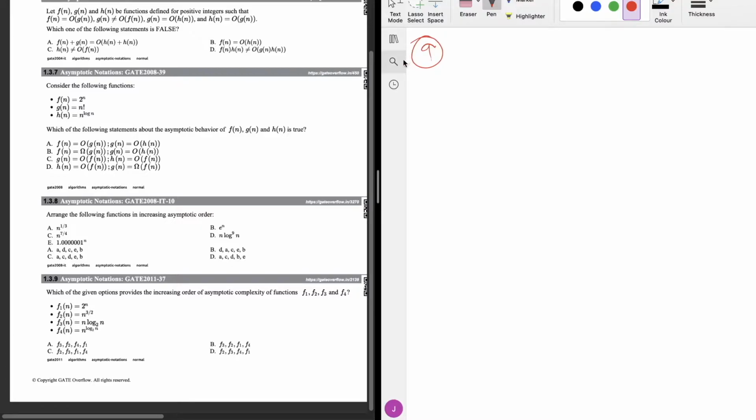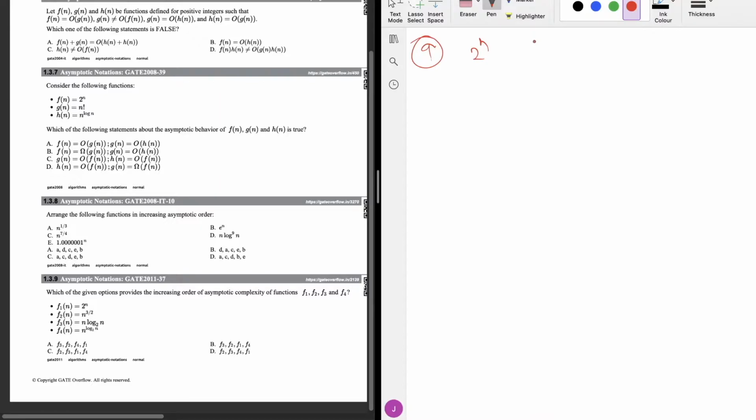In this video, we will be discussing this GATE 2011 question, which is also related to asymptotic notation. In this question it is given: which of the following options provides the increasing order of asymptotic complexities of the functions? So we have to compare these four functions and find out the increasing order of their asymptotic complexity. Let's write out the functions given.